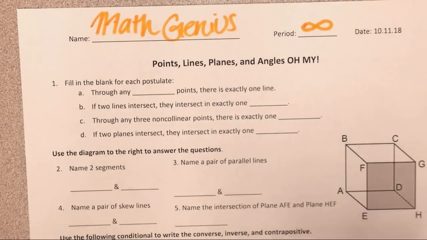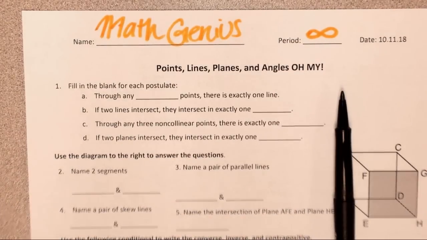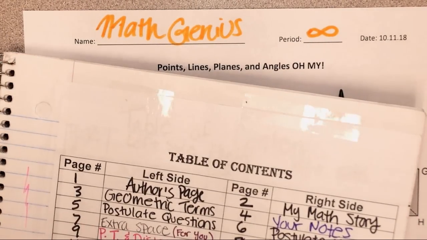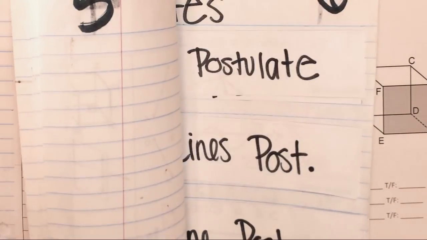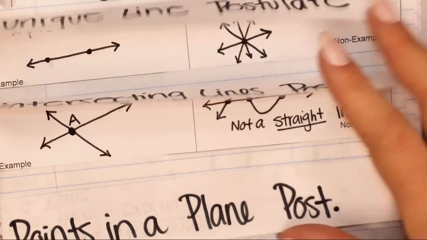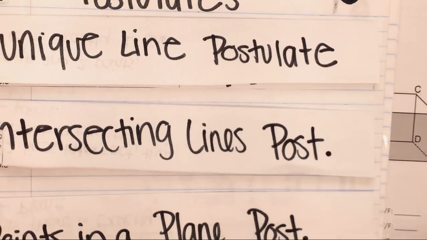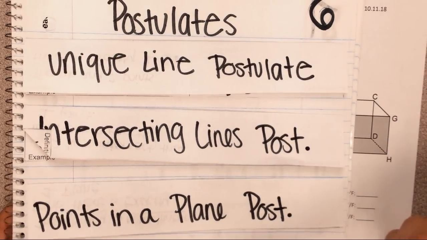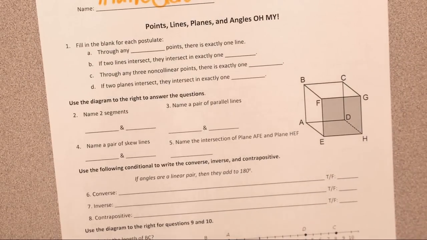Okay, so for the first one, let me get this notebook out here. Let's see, we have postulate notes on page 6. So that's what you want to go look at, where we did these notes. All of these questions are coming exactly from these notes on page 6. So you're going to want to know these postulates for your test tomorrow.